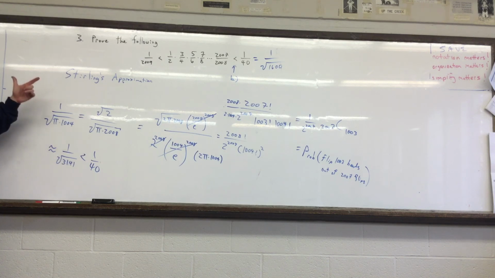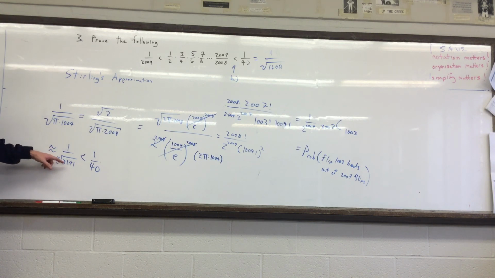Again, it's not a proof that it's less than 1 over 40 because I used an approximation. So if my approximation was poor enough, then just because the approximation is less than 1 over 40, yeah, you get the point. But it's the best I could come up with, and there's still 2 more problems to go. I only have 100 minutes, so let's move on.